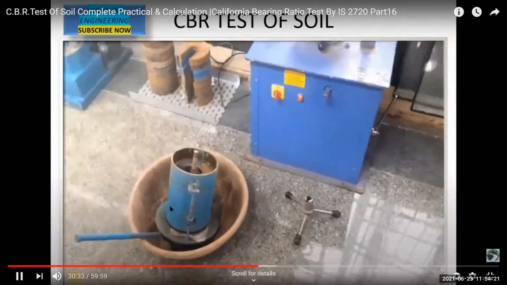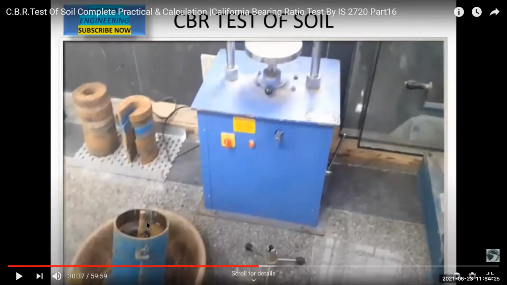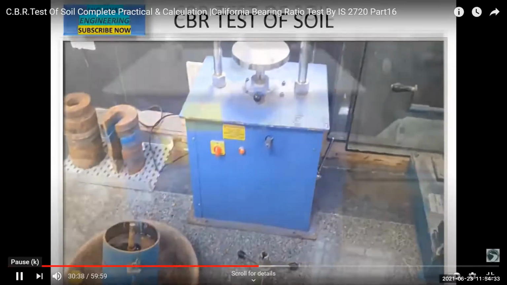Here we provide a certain angle to this soil sample, such that all the water present on the surface will be drained out. So this is the purpose.